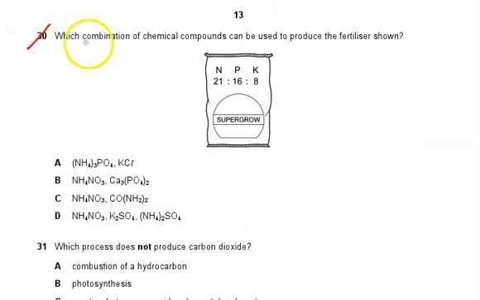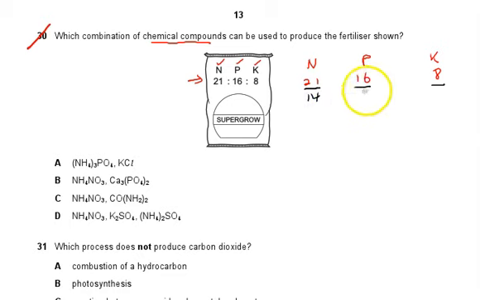For number 30, which combination of chemical compounds can be used to produce the fertilizer shown? So now we have nitrogen, phosphorus, and also potassium. These are the ratios of it: 21, 16, and 8. What we will do here is divide by the relative mass, which is 14 for nitrogen, 32 for phosphorus, and 39 for potassium.